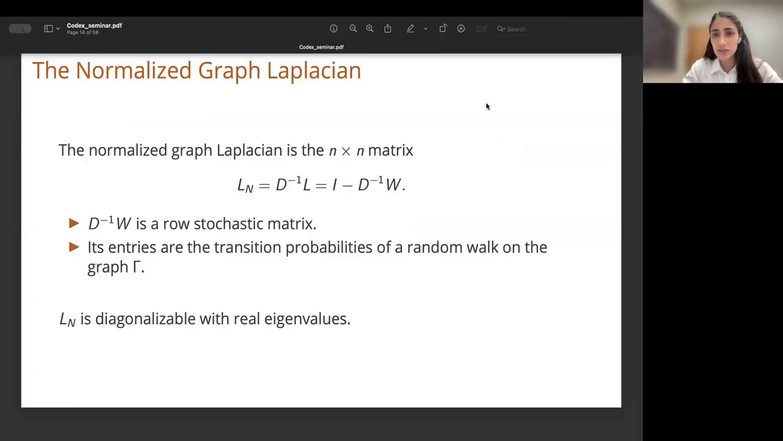And this is a sensible normalization for the graph Laplacian because we can give a probabilistic interpretation to what's going on. So when we normalize it this way, this matrix, the inverse D times W, is a row stochastic matrix. So it gives us the transition probabilities for a random walk on our graph. And this is great, but the normalized graph Laplacian is no longer symmetric. However, we can prove that it is similar to a symmetric matrix, and therefore it is diagonalizable with real eigenvalues. So that's important, and that's what we want.